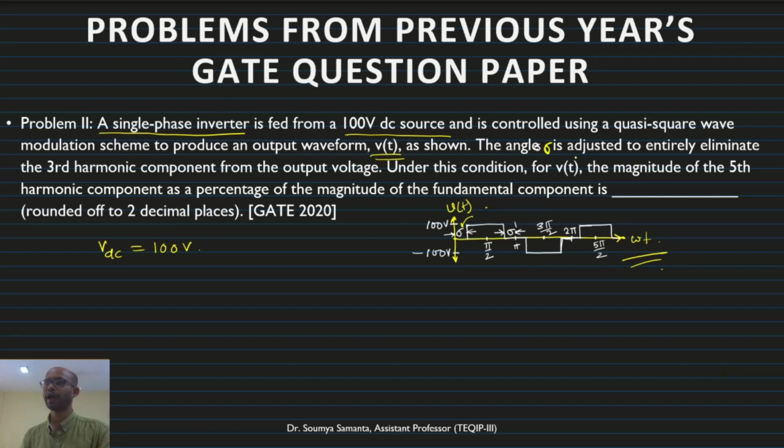We have to find out the angle, which is adjusted to entirely eliminate the third harmonics. So the angle is adjusted such that the third harmonic is eliminated from the output voltage. Now under this condition, in VT, the magnitude of the fifth harmonic component as a percentage of the magnitude of the fundamental component is how much, that we have to find out.